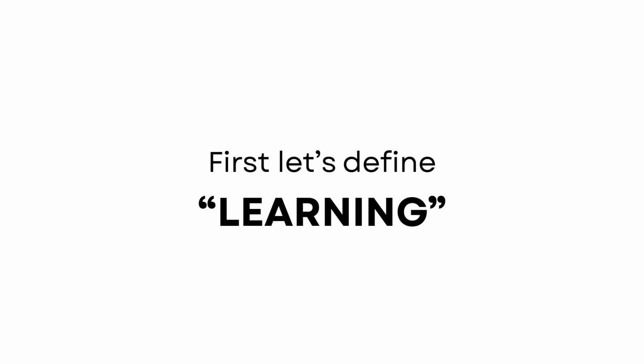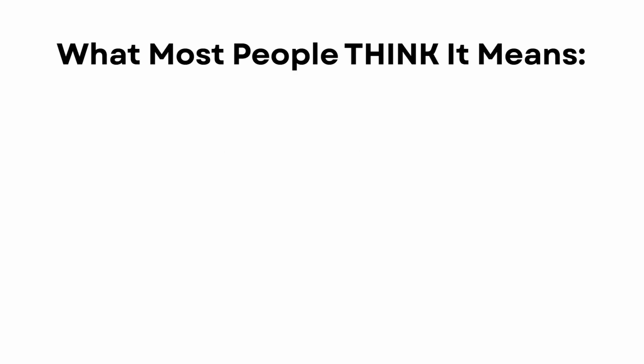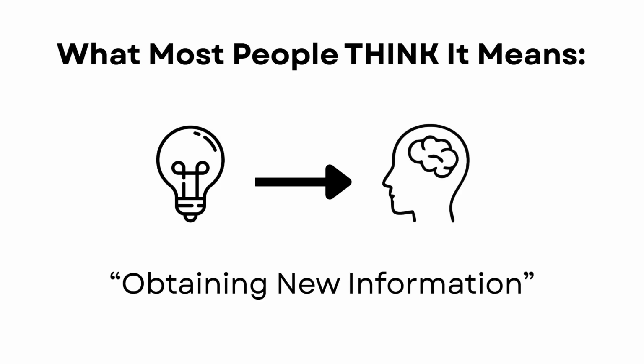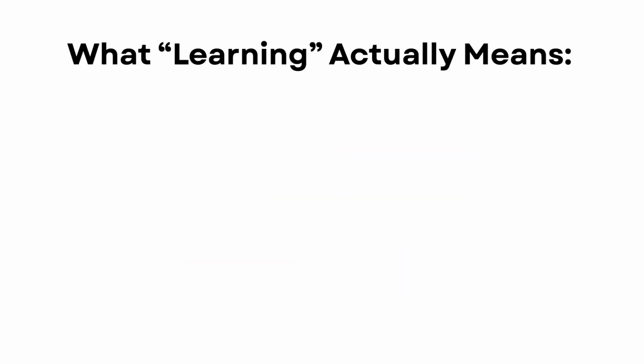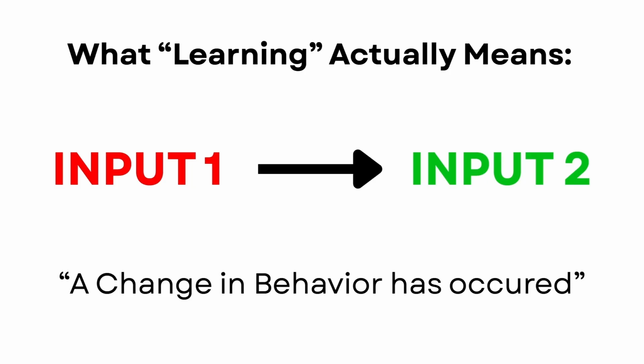So first, let's define learning. Here's what most people think it means. Most people think learning means just obtaining new information. And not quite. So what learning actually means is when a change in behavior has occurred. So when you're doing a particular input and then you change it and you start doing a different input, this is when behavior has changed.